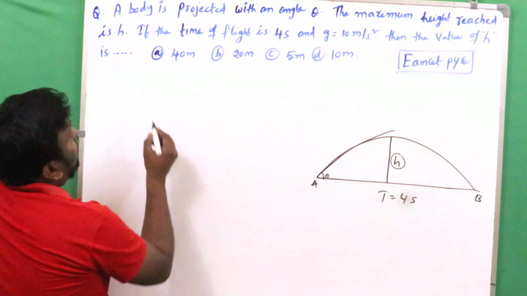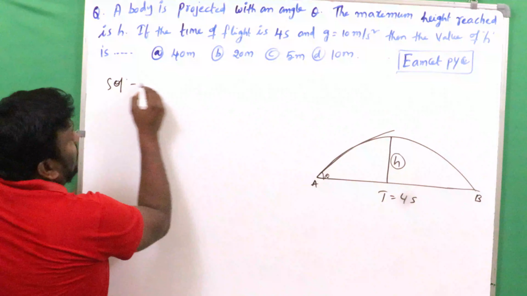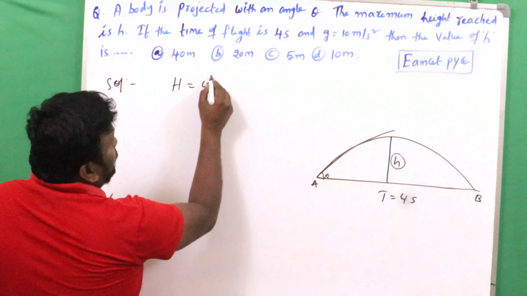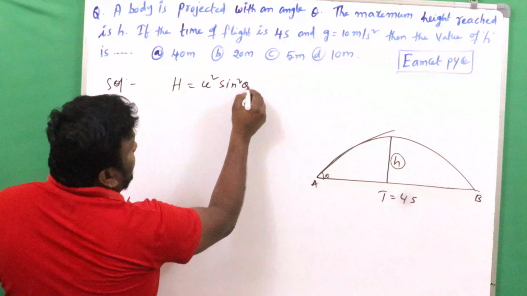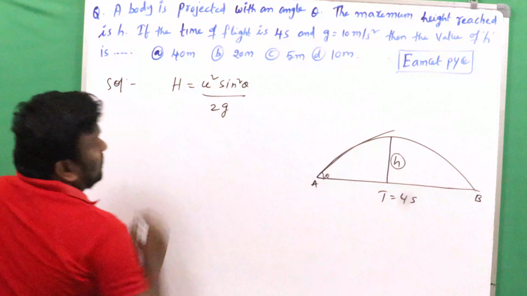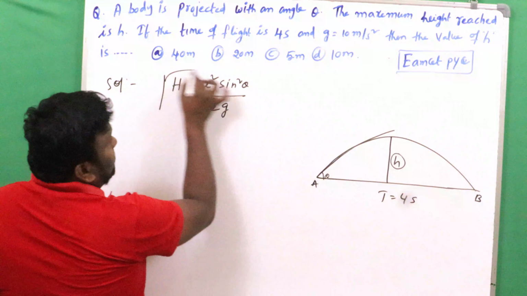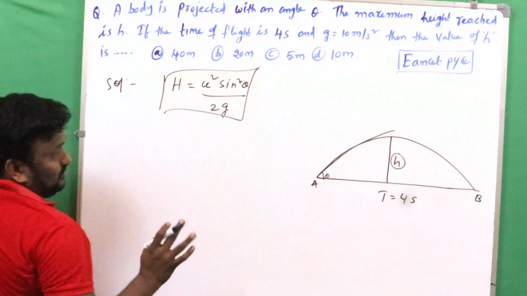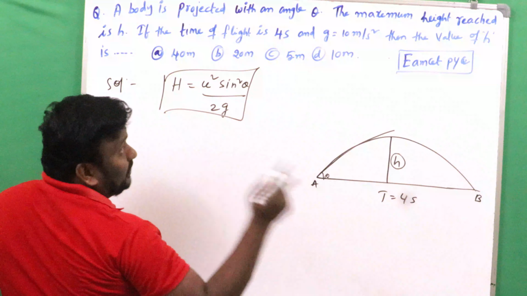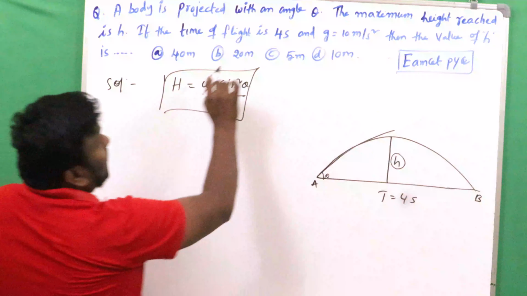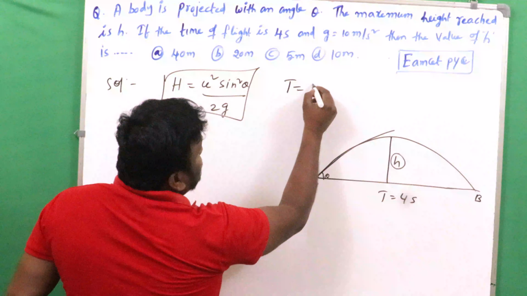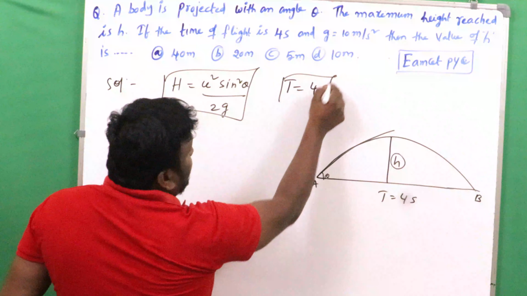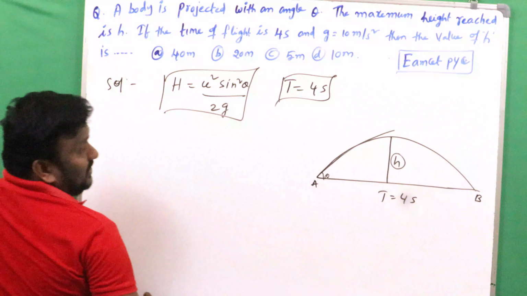So look here, the maximum height formula is h equals u square sin square theta by 2g. This is the formula for maximum height. Here the theta value is not given and the u value is not given. But he gave one clue. What is that clue? The time of flight t is 4 seconds. Based on this clue we have to solve it.